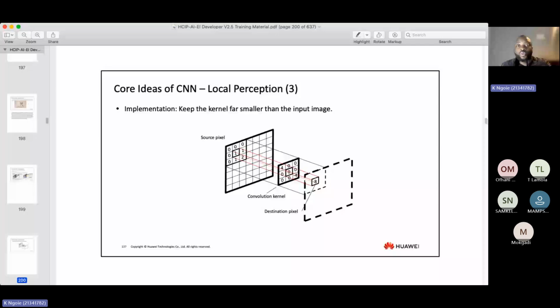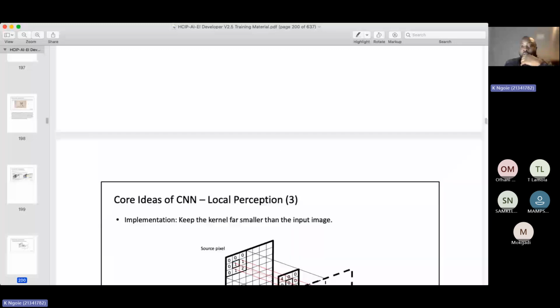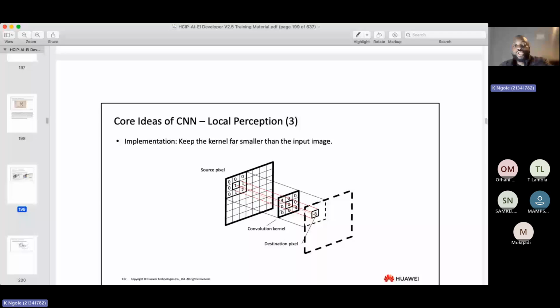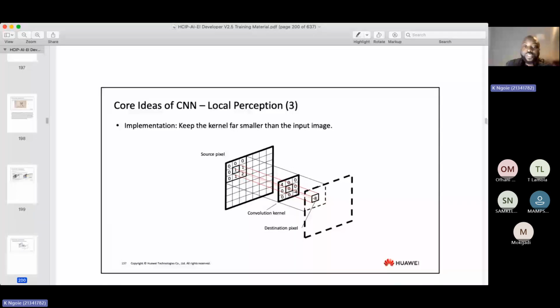So to get this implementation in the CNN, we need to keep the kernel far smaller than the input image. Remember, here the input image is 1,000 by 1,000, but the kernel is only 10 by 10. You can't take a kernel of 1,000 by 1,000, or else you're going to have an explosion of details, because the kernel is all about reducing the size.